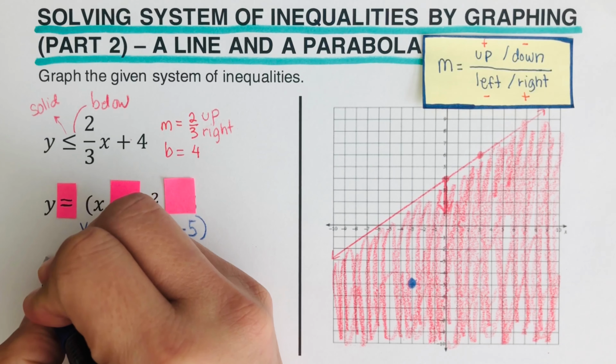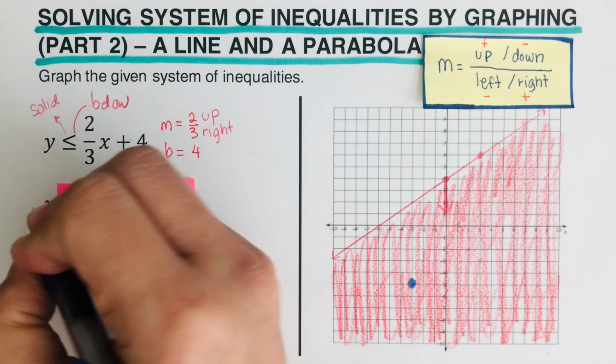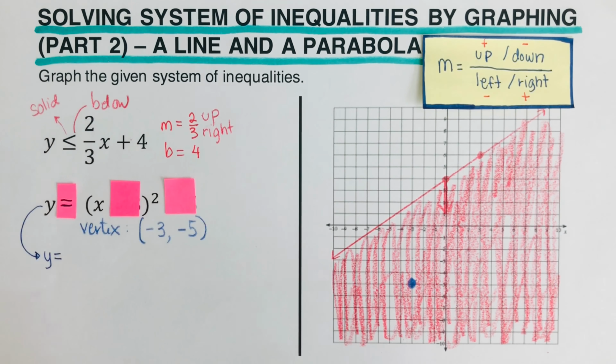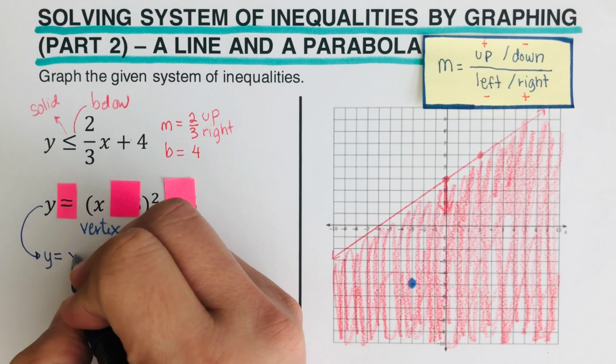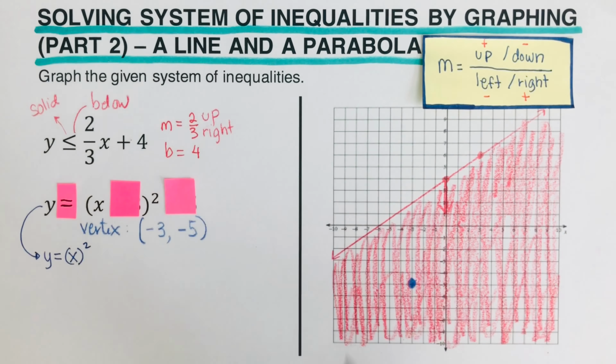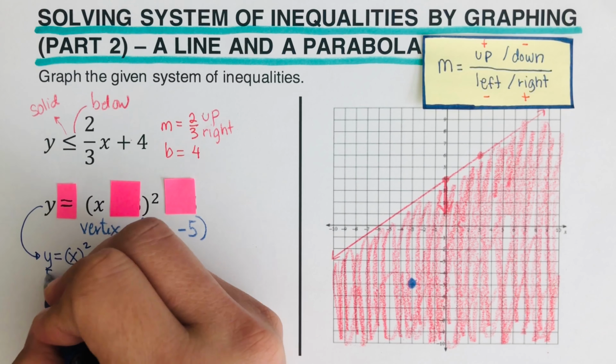So the equation that we're going to use would be y is equal to, I'm just going to show the work here, y is equal to x squared. So then we create the table from the vertex.